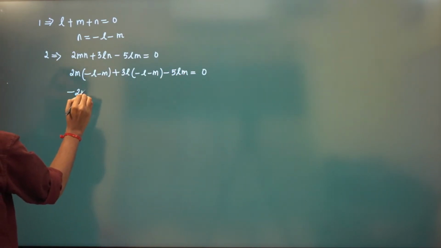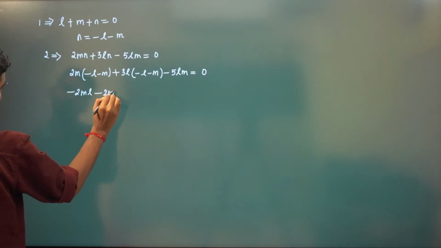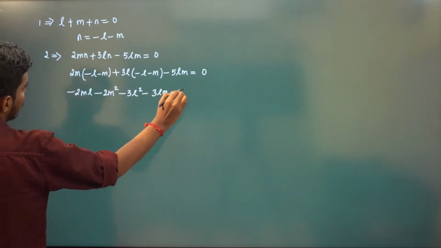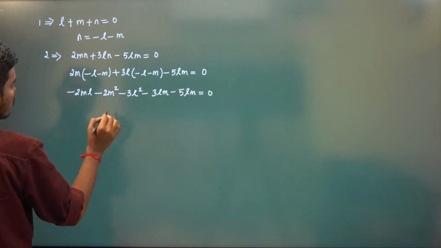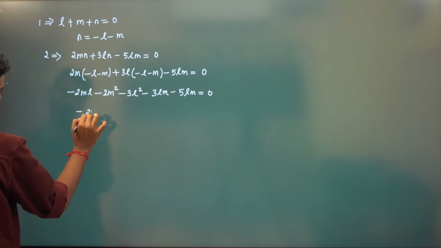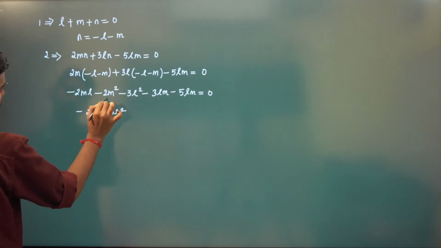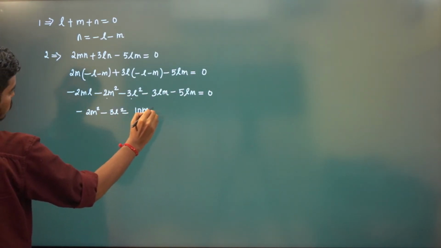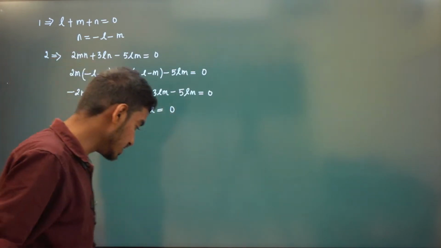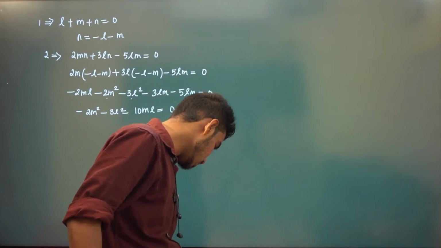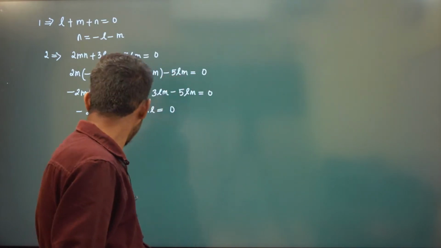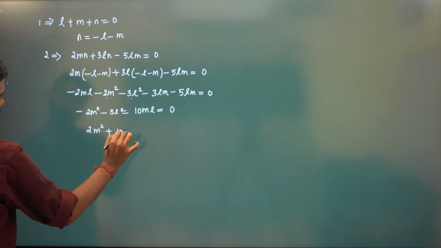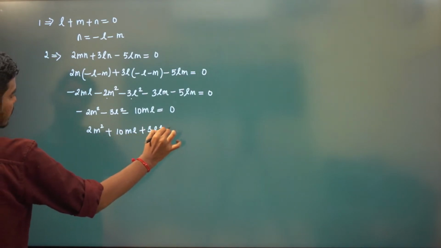So we have minus 2 times ml minus 2 times m square minus 3 times L square minus 3 times Lm minus 5 times Lm is equal to 0. So we have minus 2m square minus 3L square, and minus 3 minus 5 is minus 8, minus 8 minus 2 is minus 10. So minus 10 ml is equal to 0. Now we'll multiply it by minus, so we will have 2m square plus 10 times ml plus 3 times L square is equal to 0.